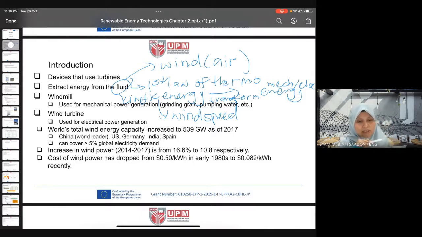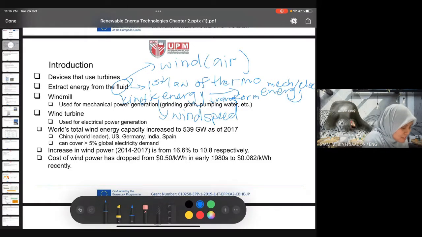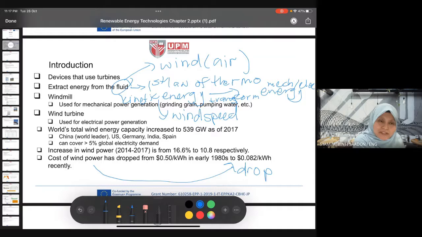So the cost of electricity from wind, solar, etc. when the cost is dropped, means that the energy is being used more by consumers worldwide. When the energy is being used more, normally the price will drop.